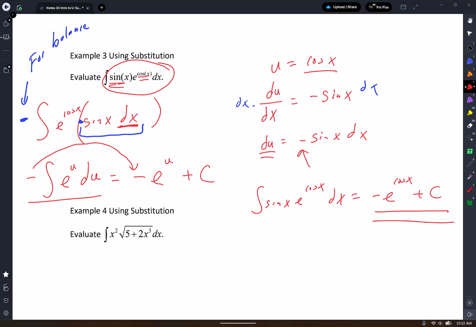No, that's a product. That's not a property. It's only f of x plus g of x. f of x times g of x is not something that you can split.